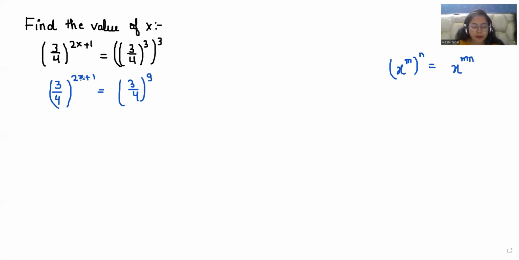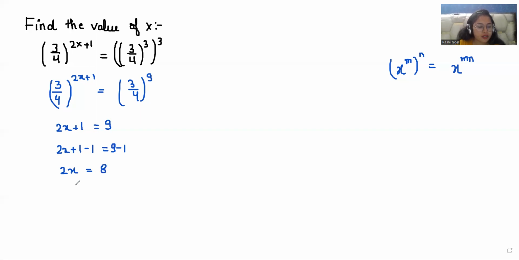Now we know that when bases are equal, their powers are also equal. So 2x plus 1 is equal to 9. So I'm subtracting 1 from both sides: 2x plus 1 minus 1 is equal to 9 minus 1. So 2x is equal to 8.